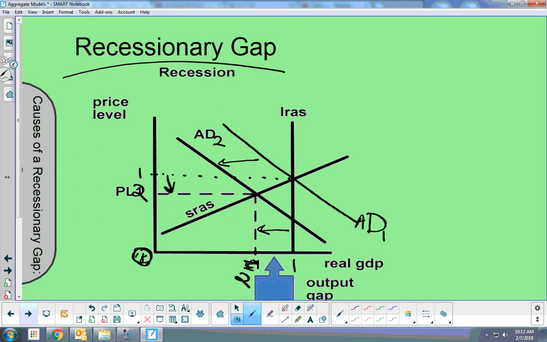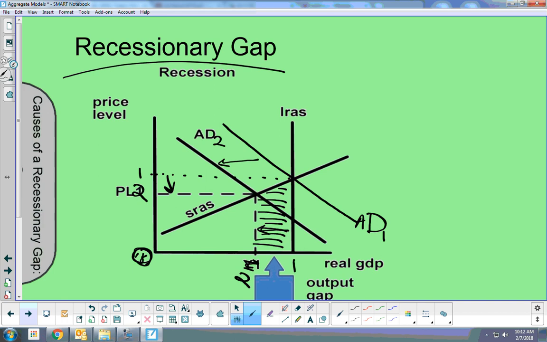Do you know what this is called? A recessionary gap. Where's the gap? Here it is. It's also called an output gap. Output gaps and recessionary gaps are all the same thing. So if some worksheets say output gap, some say recessionary gap, some just say recession, it's all going to be the same thing.